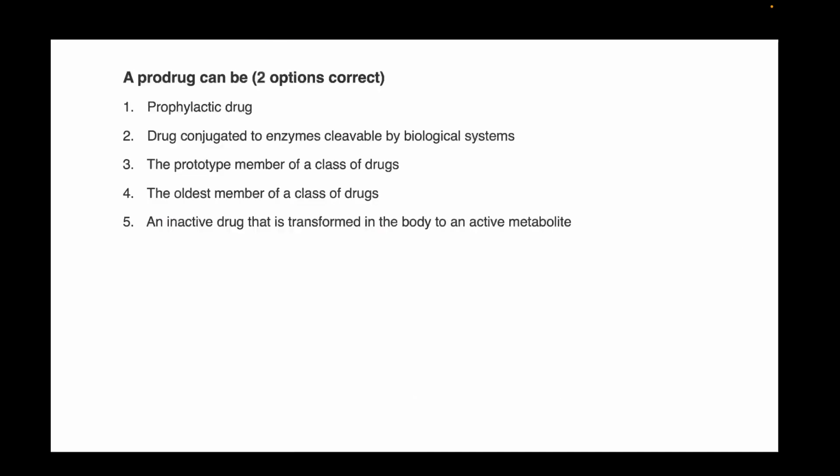Okay, so here is the first question. A prodrug can be, there are two options that are correct here: a prophylactic drug, a drug conjugated to enzymes cleavable by biological systems, the prototype member of a class of drugs, the oldest member of a class of drugs, an inactive drug that is transformed in the body to an active metabolite. Please let me know what you think the answer is, and I hope that all of you will participate throughout this discussion. Which of these options do you think is correct?